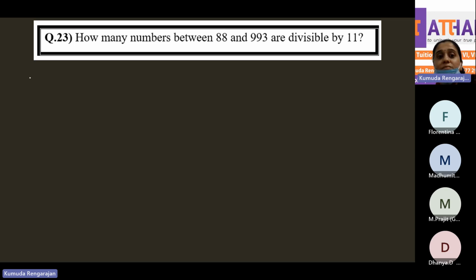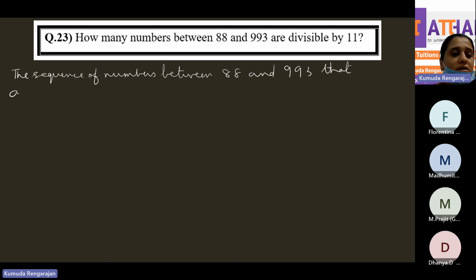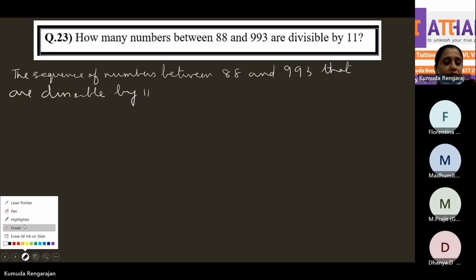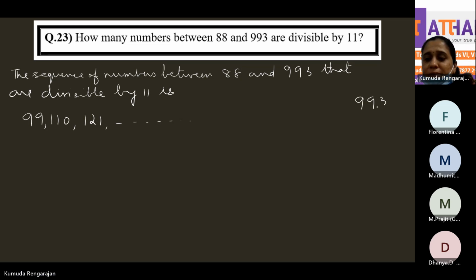How many numbers between 88 and 993 are divisible by 11? 99 will be the first term. Yeah, 99. So the sequence of numbers between 88 and 993 that are divisible by 11. The sequence is 99, 110, 121, and so on, till we divide 993 by 11.